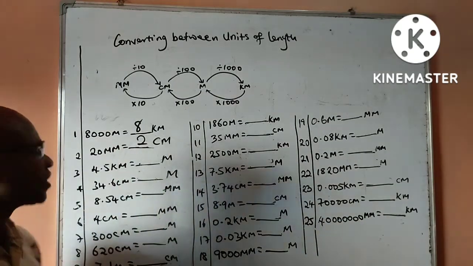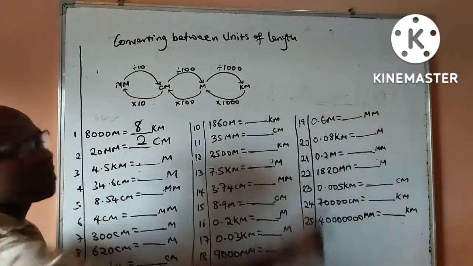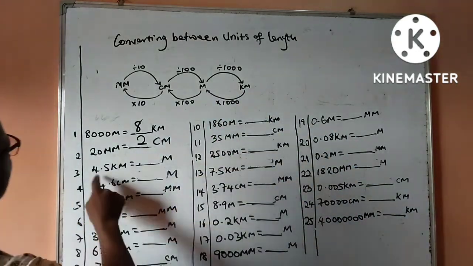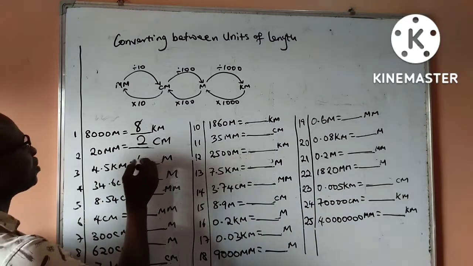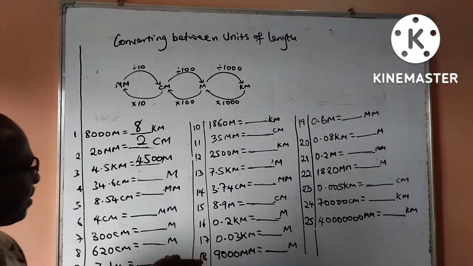Question number 3. I have 4.5 km. I want to change it to meters. From km to meters, I simply multiply by 1000. And to multiply 4.5 by 1000, it will give me 4,500. Okay? It's very easy.